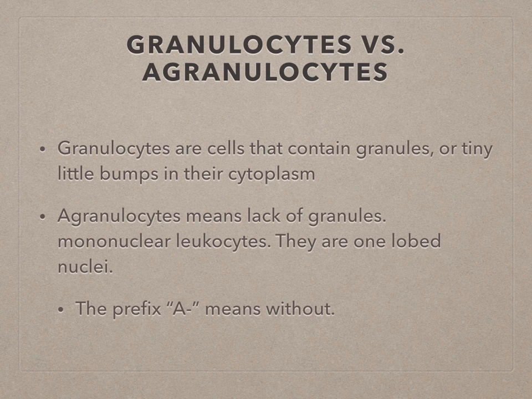So finally, covering granulocytes versus agranulocytes. Granulocytes are cells that contain granules, or tiny little bumps, in their cytoplasm. Examples would be neutrophils, basophils, and eosinophils. Agranulocytes lack granules. They have 1 nucleus, and they are 1-lobed. The prefix a means without, so agranulocytes means without granules.